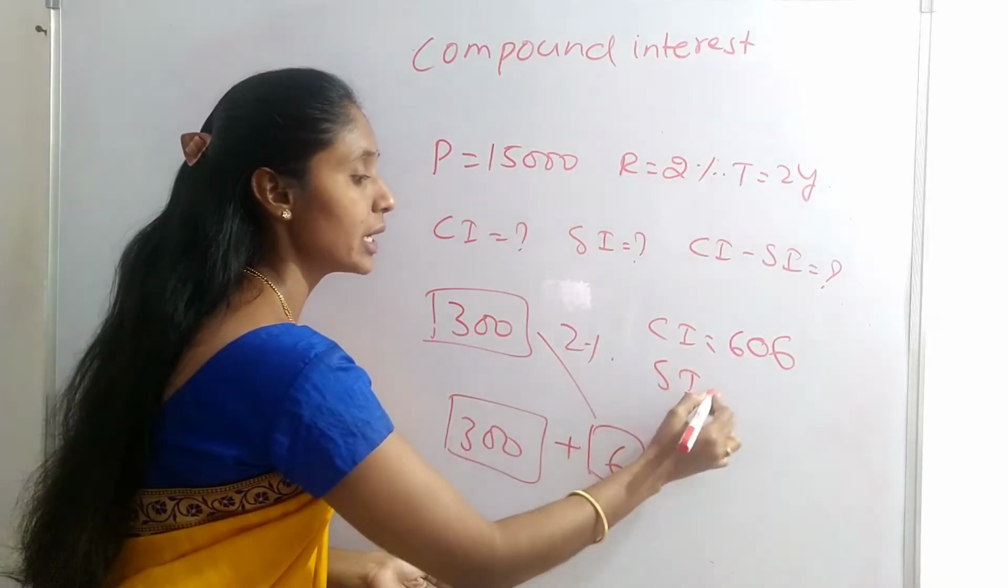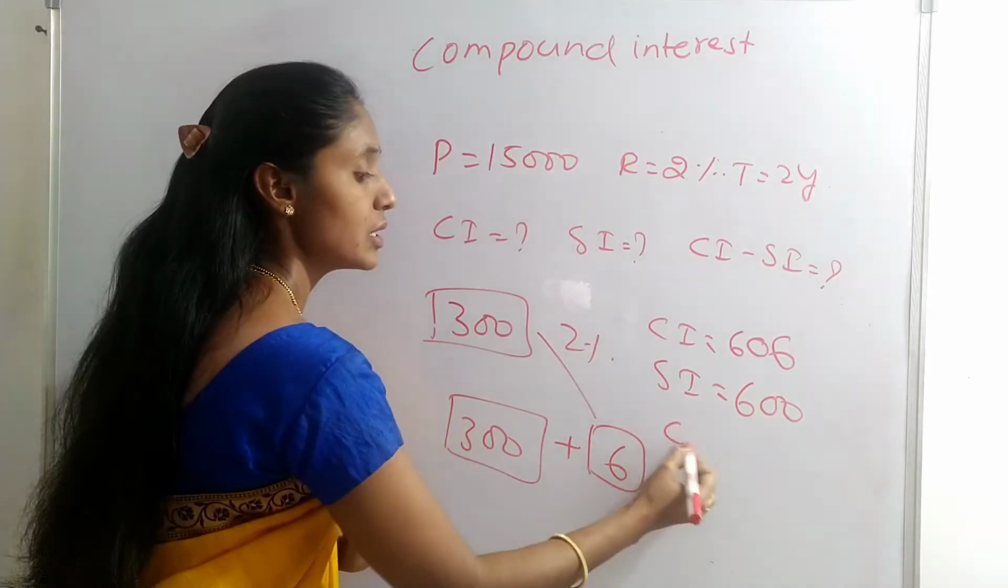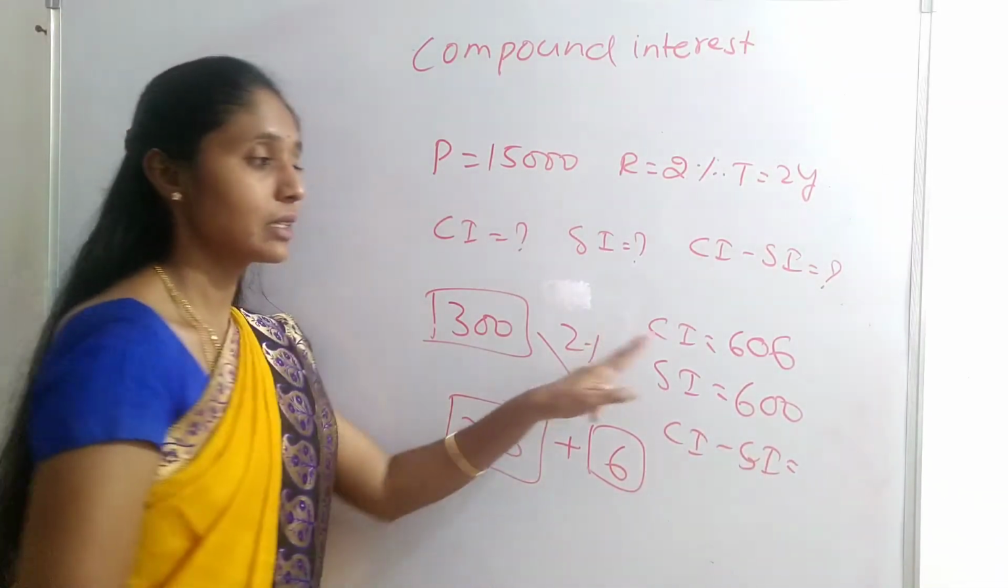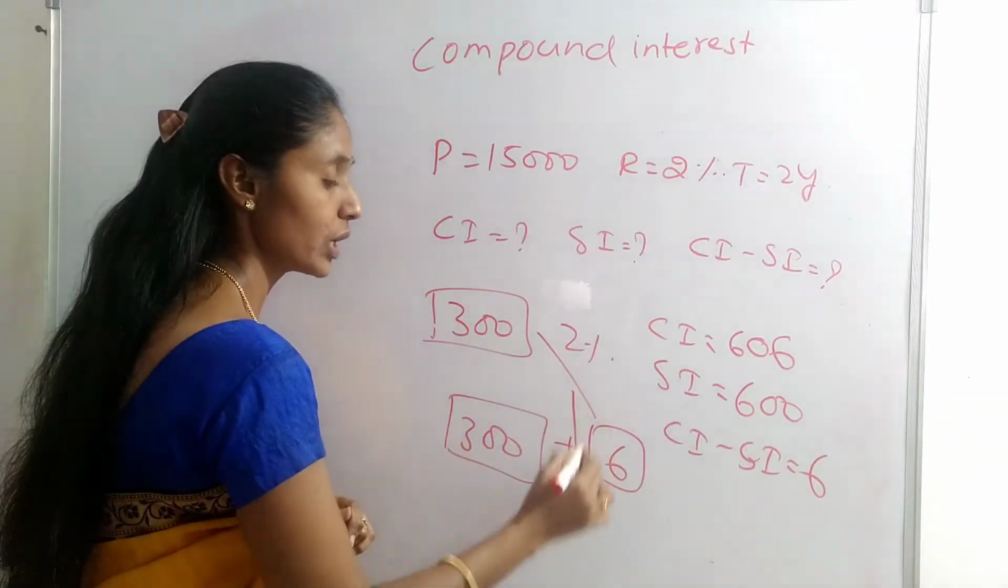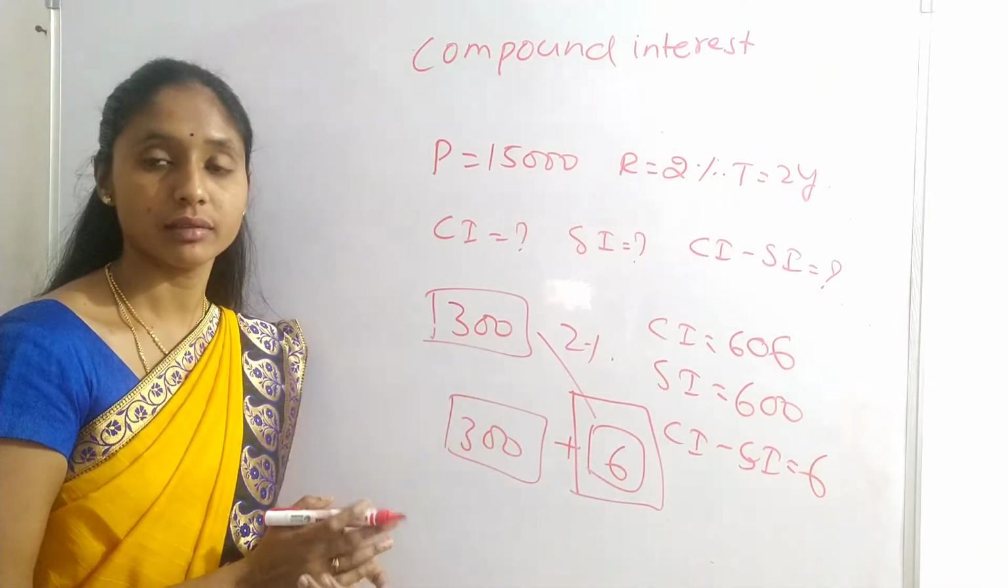And simple interest is 300 and 300, that is 600. So the difference between compound interest and simple interest is 606 minus 600, that is 6. Okay, no need to subtract. Take this individual box only.